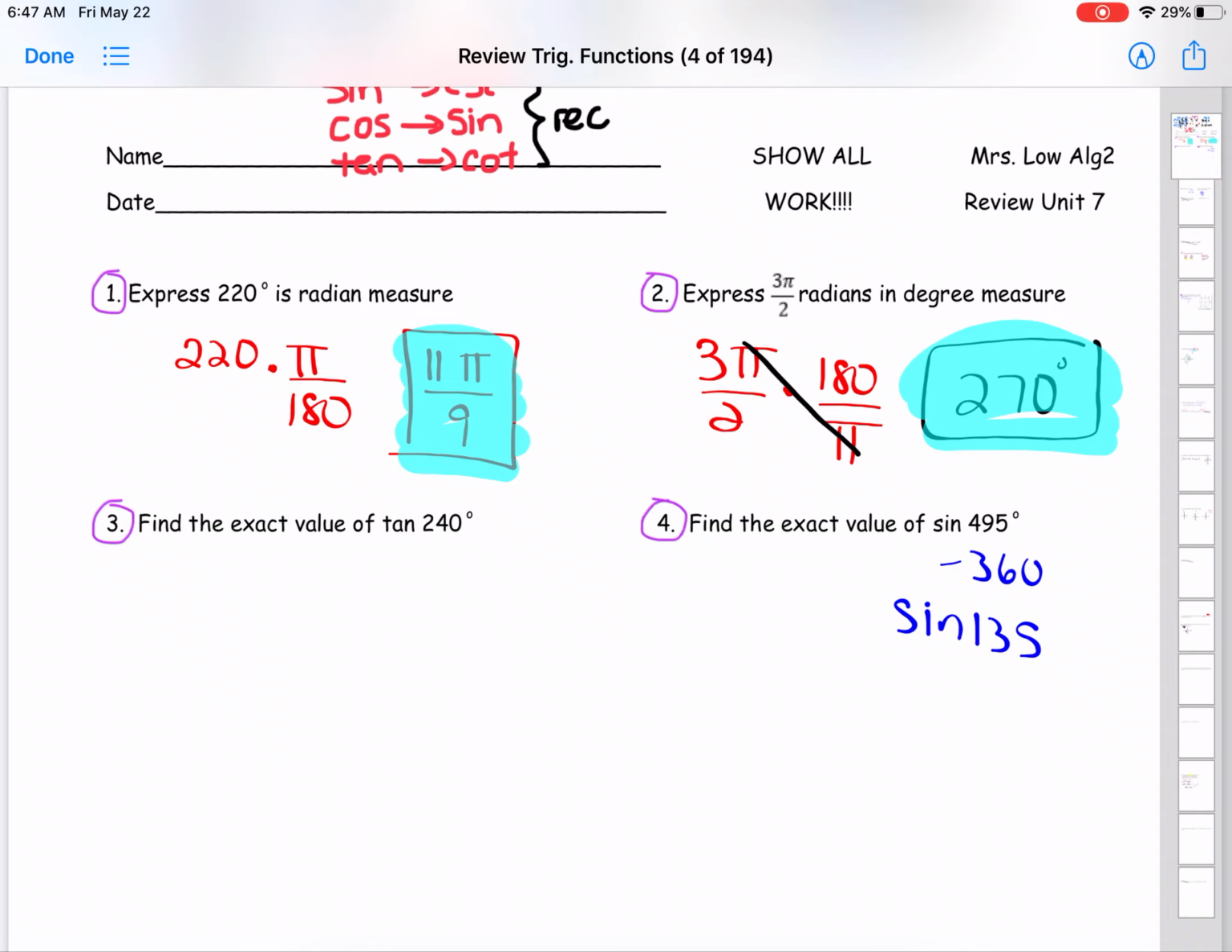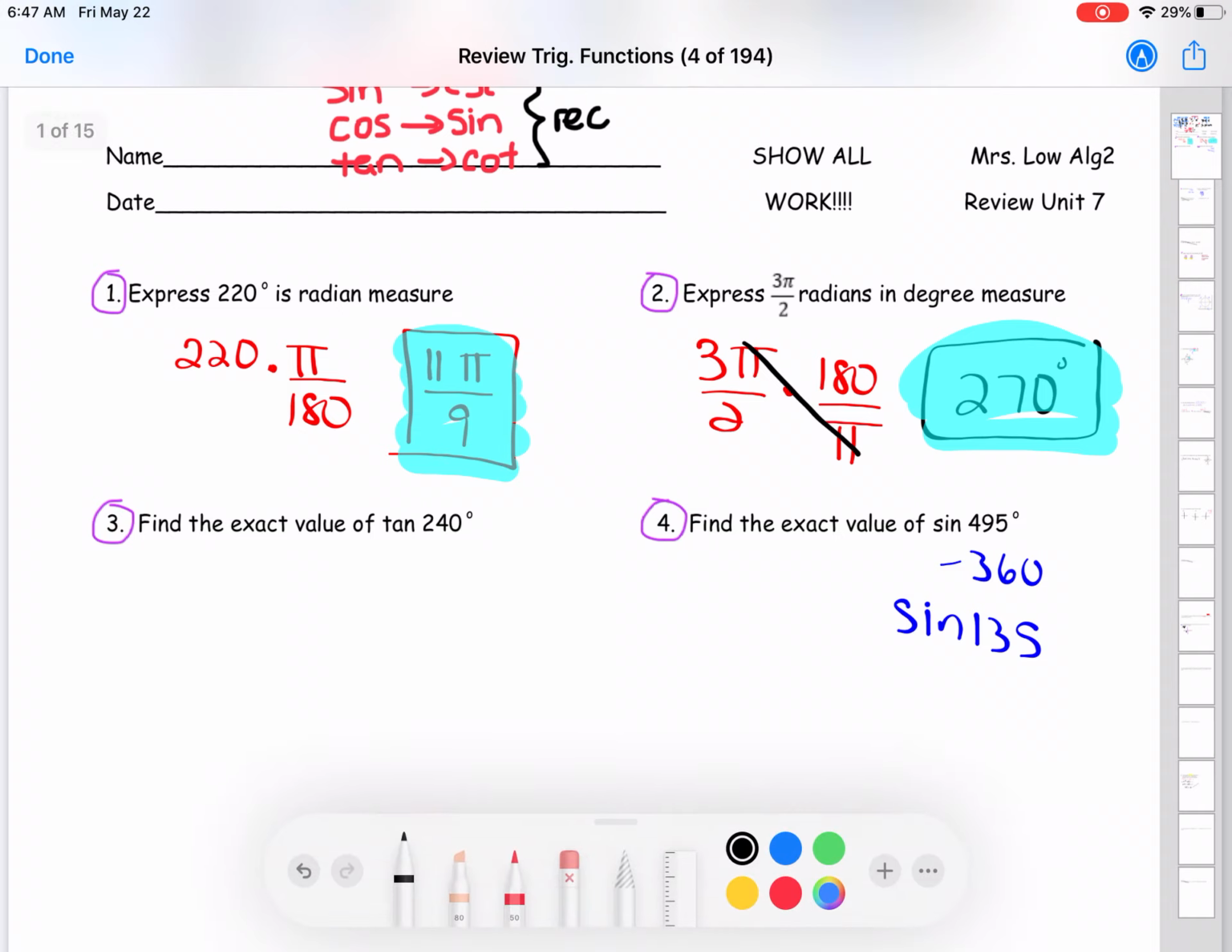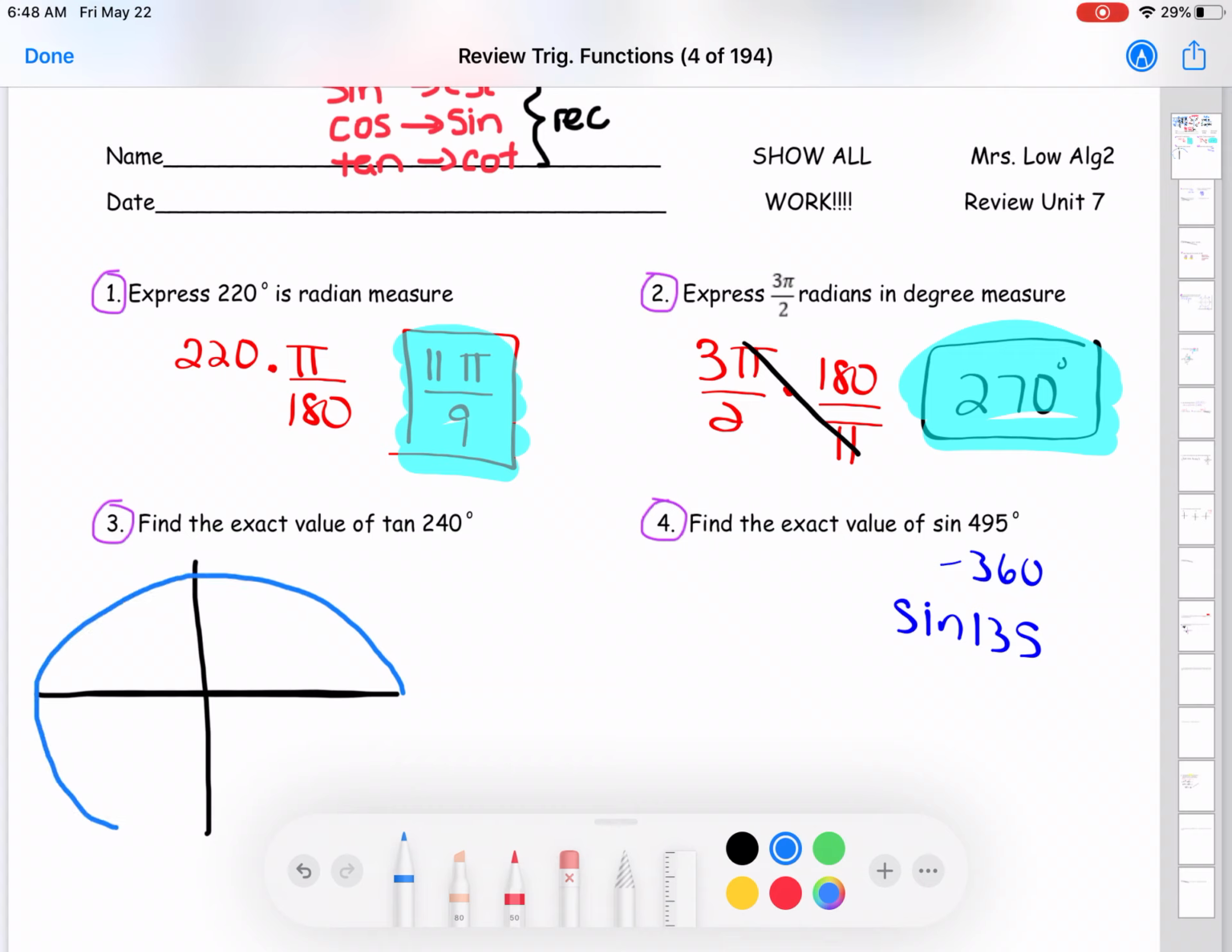Okay, next. Find the exact value of tan 240. Okay, so first thing we're going to do is draw a picture and see where is 240. Okay, so let's see. If I go to here, this is 90, 180. If I go all the way, it's 270, so I'm going to stop about here. And remember, my reference angle, definition of a reference angle, is between the terminal side where it ends and the x-axis. So if we go back up top, this is quadrant 3.